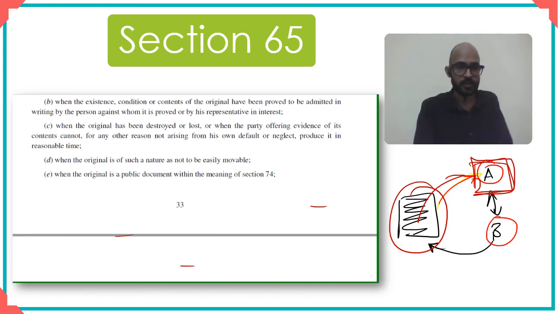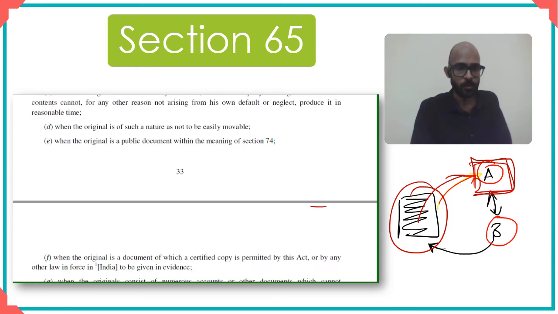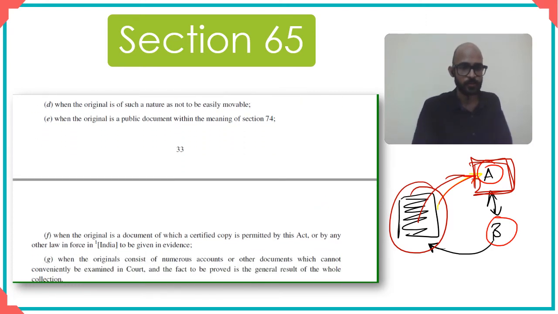Then when the original has been destroyed or lost, so when you don't have the original, obviously you can't show it. When the original is such that you cannot easily move it, or when the original is a public document, then in such cases obviously it's hard to get the original, and therefore you allow for secondary evidence.